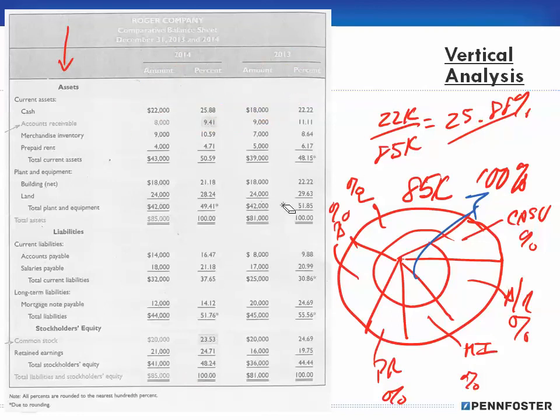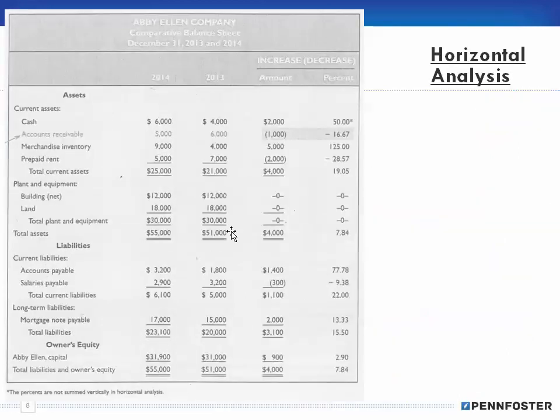Okay, so I hope that was understandable. All right, now let's go down and look at this from a horizontal perspective. Actually, let's stop and I will bring up the horizontal one in the next video.